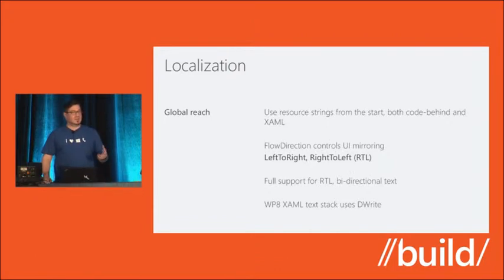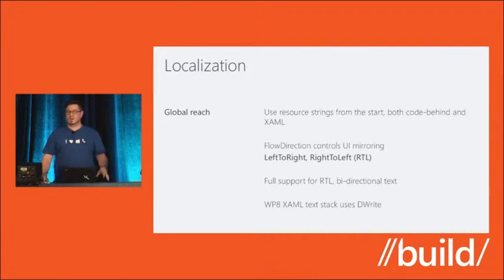And besides just actually the strings themselves, you want to think about the actual UI itself. An English layout lays out left to right, but if you're, say, writing an Arabic app, that needs to lay out from right to left. Now, there's a property called flow direction that controls the UI mirroring. It determines how the entire UI lays out. It's been there since WPF. It was in Silverlight. It was also there actually in 7.5, but it wasn't fully supported.